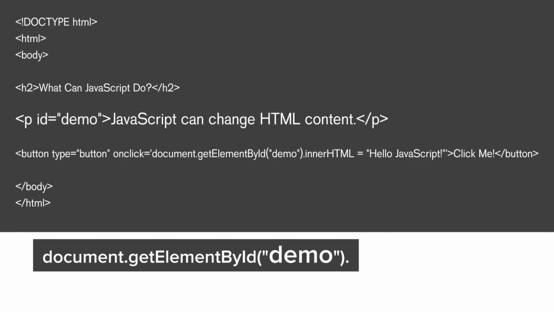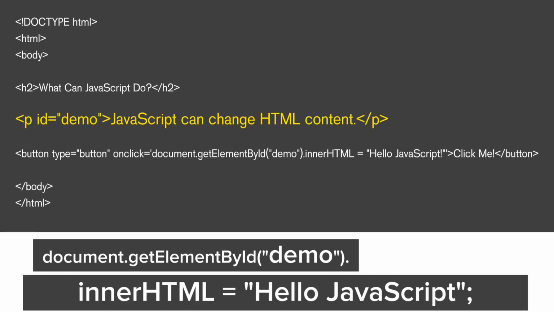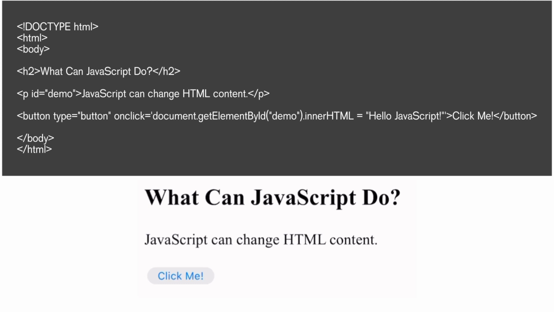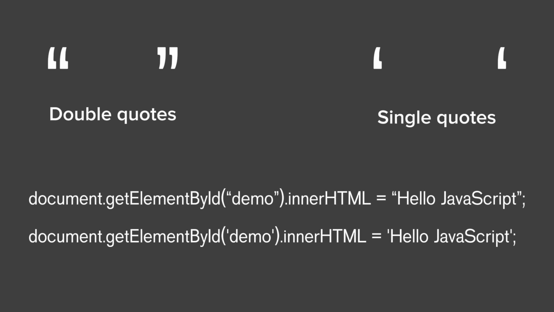The example below finds an HTML element with ID demo and changes the element content to Hello JavaScript. Here we have a button called Click Me, and when we click, the HTML content will change. JavaScript accepts both double and single quotes.